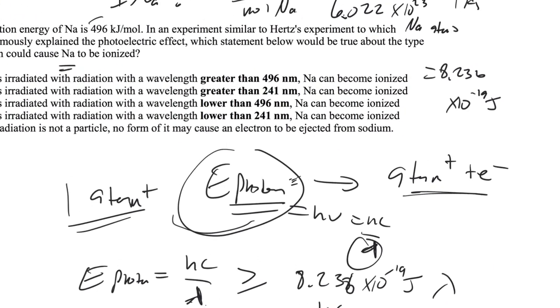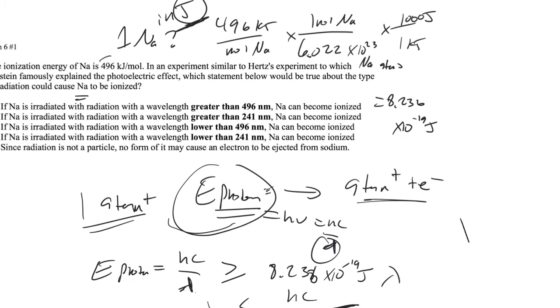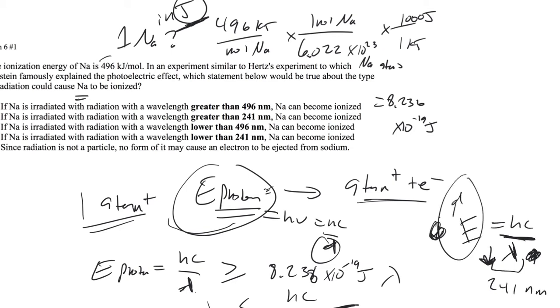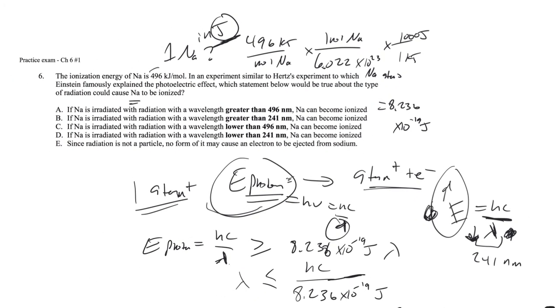Now, let's come back to why we want to be lower than 241. So think about E is equal to hc divided by lambda. So lambda of 241 is the precise amount of energy to cause sodium to be ionized. Now, if we go to a longer wavelength, we're dividing hc by a bigger number. That gives us a lower amount of energy. So if we go to a longer wavelength than 241 nanometers, then we don't have enough energy to cause sodium to be ionized, because that's going to a smaller energy. But if I decrease the wavelength from 241, then I go to a greater energy, which allows sodium to have enough energy with that photon hitting it to become ionized.